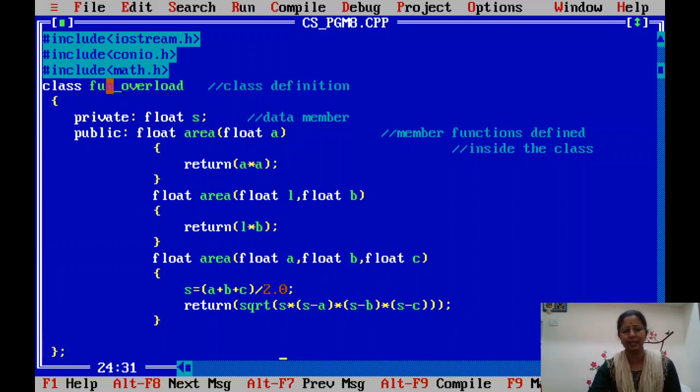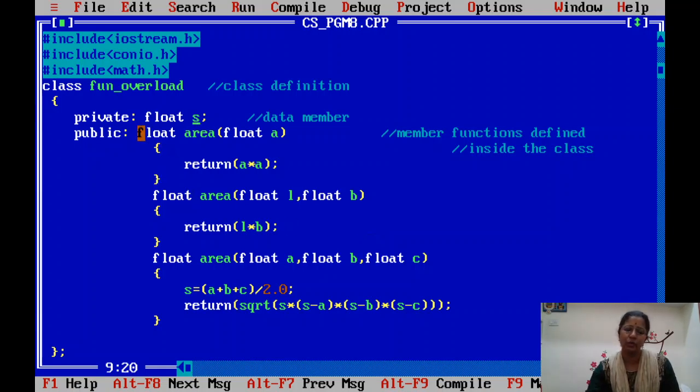The class contains the class name fun_overload, member functions and a data member. Here we have used only one data member, S, to find the semi-perimeter in the triangle. Only in the triangle. This is one of the viva questions: what is S in the program? S is the semi-perimeter used to find the area of the triangle. Please remember, this is one viva question.